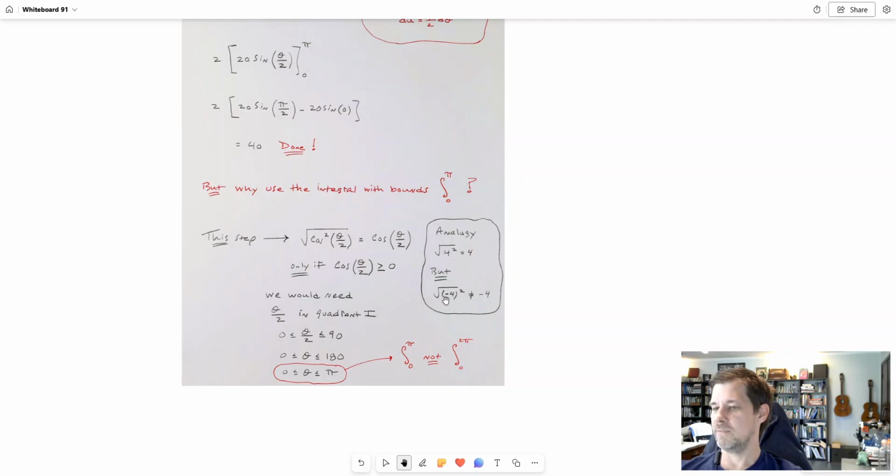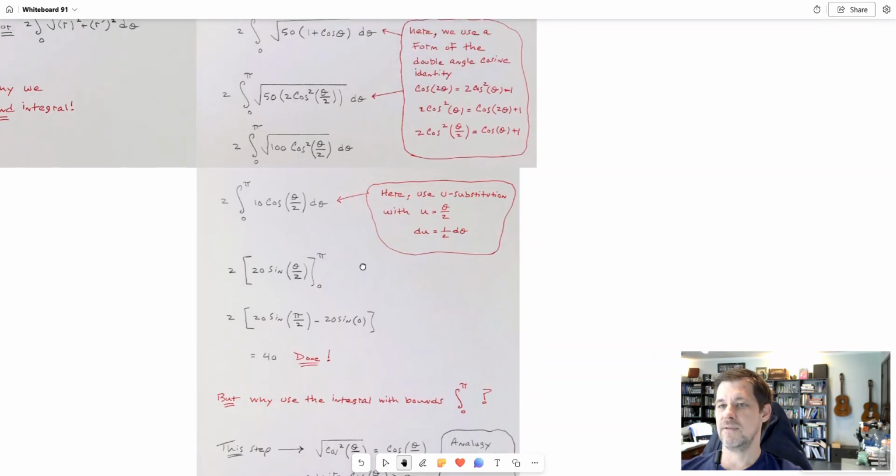Like the square root of negative 4 squared is not negative 4, because the square root of negative 4 squared is the square root of 16. The square root of 16 is not negative 4. Try it with your calculator. Do the square root of 16. It's not negative 4. So this sort of thing, going from here to there, only works as long as that thing right there, cosine theta over 2, is not negative. You have to guarantee that it's not going to be negative.